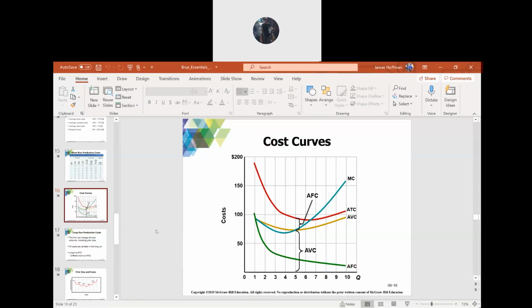Okay, everyone good so far? Any questions on these concepts or the cost curves? What this stuff implies?